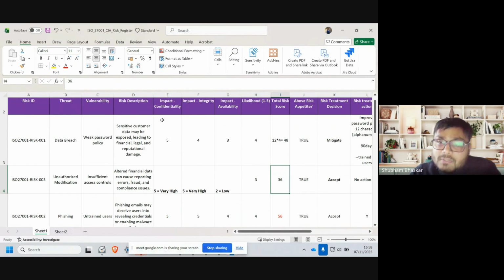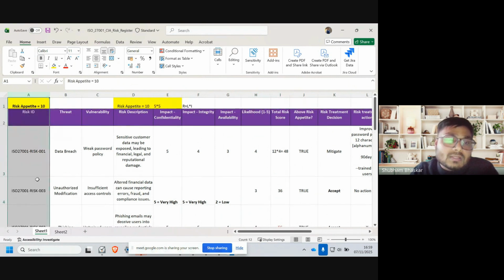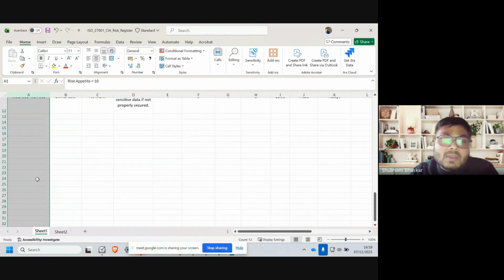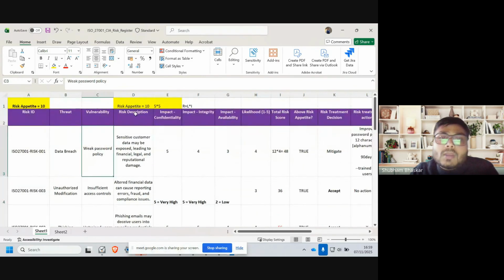I'm going to summarize everything we talked about. The first thing that you have to be aware of when it comes to a risk register is that it's a place where you put all the risks. That's why you have risk IDs. You can have n number of risks. You're going to write down data. What's the threat? What's the vulnerability? What's the risk description? So that anyone reading it knows what we are talking about.